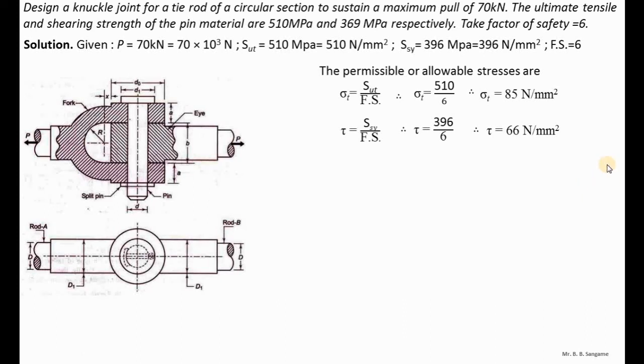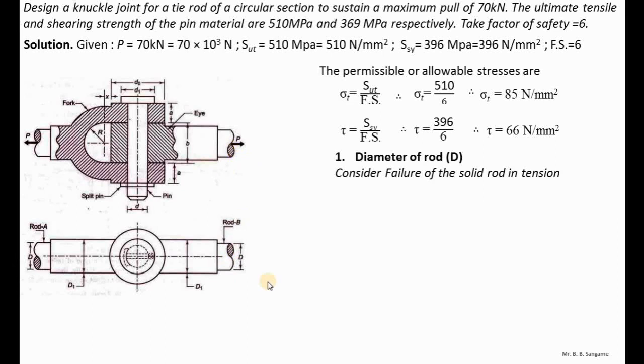So make sure that according to design, the induced stresses for tension and for shear should not be greater than the permissible or allowable stress in tension and shear. Okay, so first of all let us calculate the diameter of rod D, that is capital D.